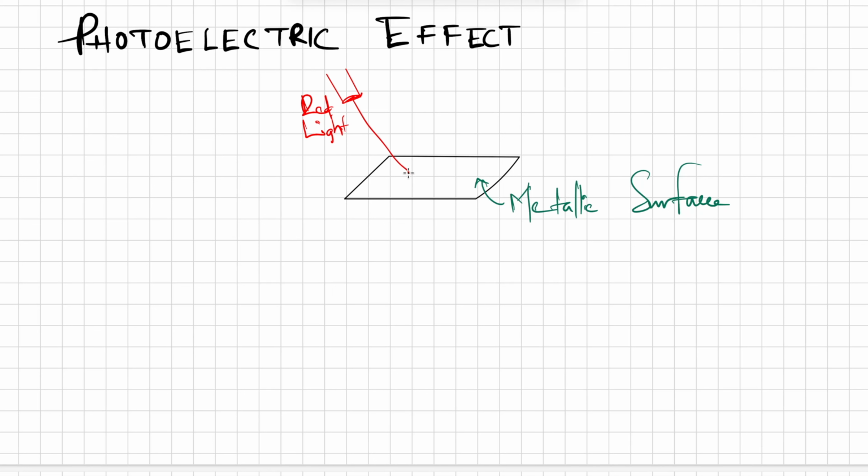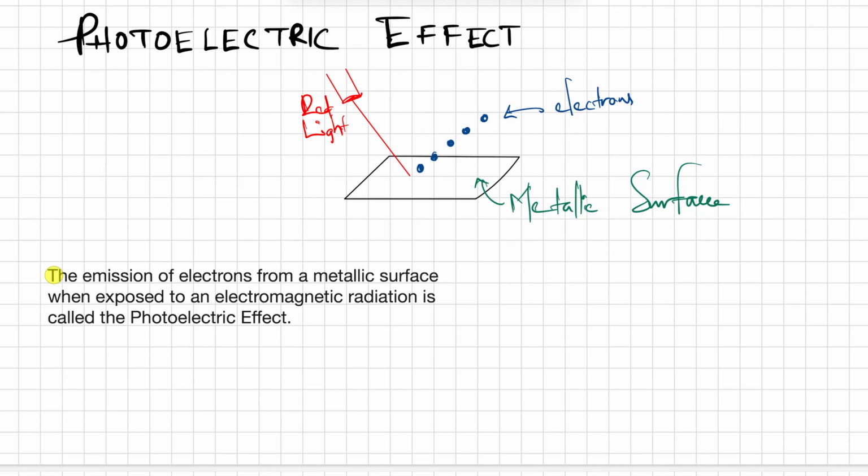You're shining this red light onto this metallic surface, and you notice that some electrons are jumping out of this metallic surface. So these are electrons, they are coming out of this metal. This effect is called the photoelectric effect. So how do we define the photoelectric effect? I'll write the definition for it. The emission of electrons from a metallic surface when exposed to an electromagnetic radiation is called the photoelectric effect.